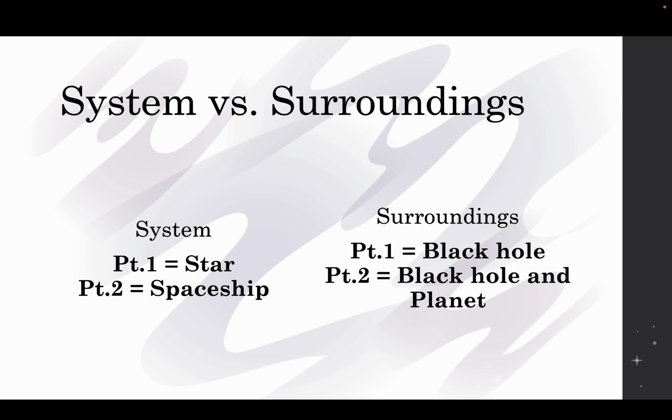System versus surroundings. The system in part 1 is the star, and in part 2 the spaceship. The surroundings in part 1 is the black hole, and in part 2 is the black hole and the planet.